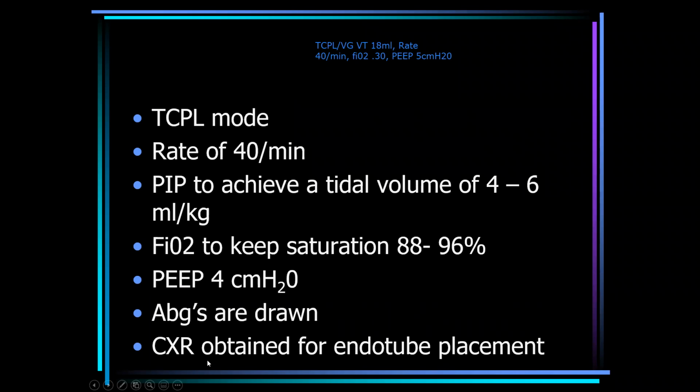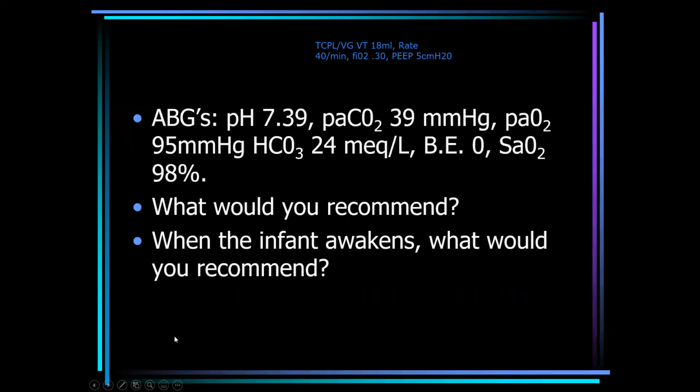All right, so ABGs are drawn, chest X-ray obtained for endotube placement. Here's our blood gas. So this is full term, right? So we're not as concerned about a PaO2 of 95 as we were with the preemie, because once they're 40 weeks gestational age, the vasculature of the eye has already been developed, and giving extra oxygen doesn't change the blood vessels.